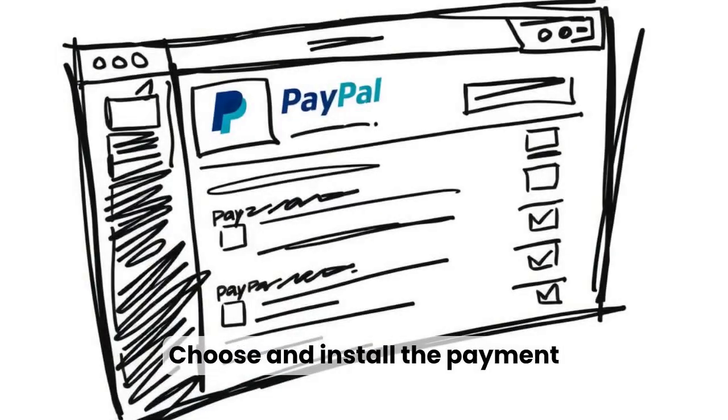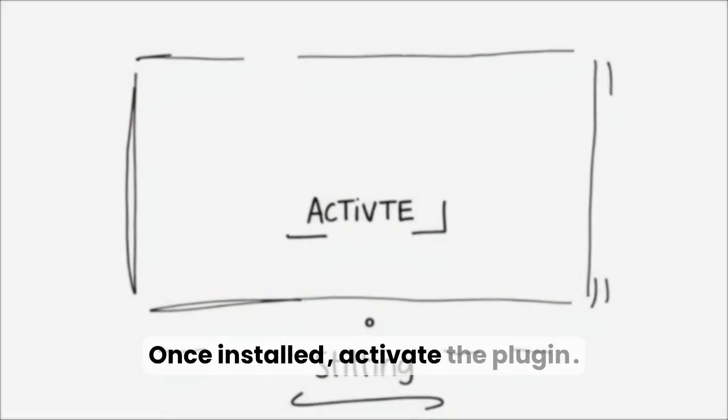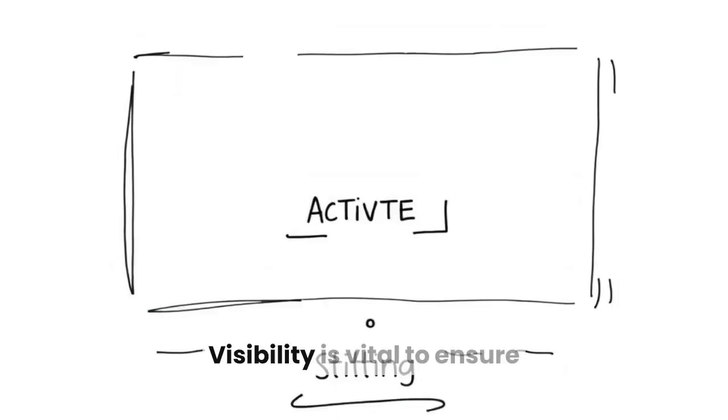Choose and install the payment gateway you prefer, like PayPal or Stripe. Once installed, activate the plugin. Visibility is vital to ensure it's ready for use.